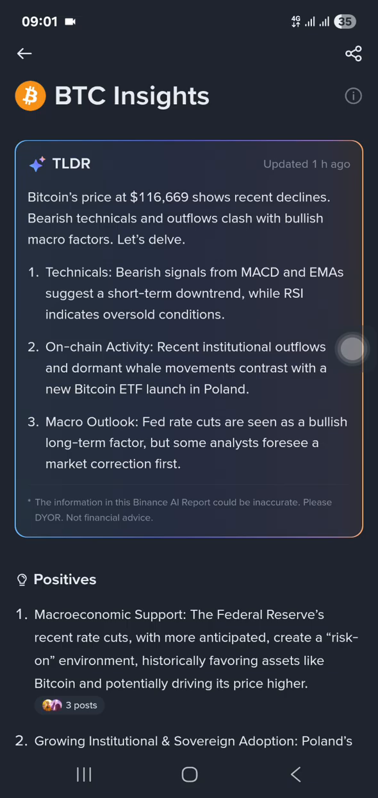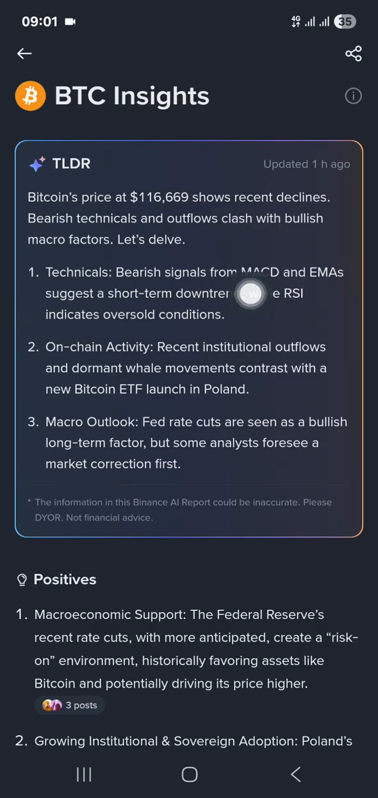Now, yes, it is telling us on-chain activity, macro outlook, technical. So you get a different perspective based on a different coin. And this was just updated 1 hour ago. It said Bitcoin price at 116 is a short recent decline, bearish technical, and outflow clash with bullish macro factor. Let's dive into it right now.